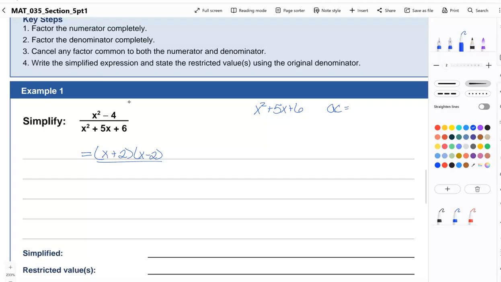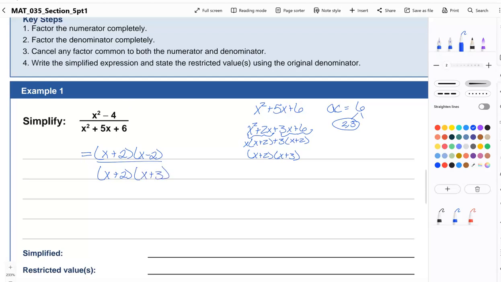I'm using my AC method. 1 times 6 is 6. 6 is the same thing as 2 times 3, which is my combination to get that 5 in the middle. So I have x squared plus 2x plus 3x plus 6. Factor the first 2 to get an x, leaving me with x plus 2. Factor the second 2, pull out a 3, leaving me with x plus 2. So this factors into x plus 2 times x plus 3. And the more you factor, the more you're going to see it, and you're going to start being able to do it without writing everything out in that AC method.